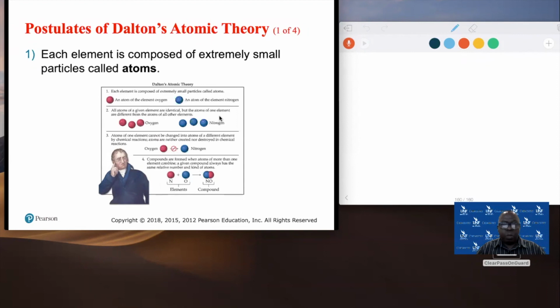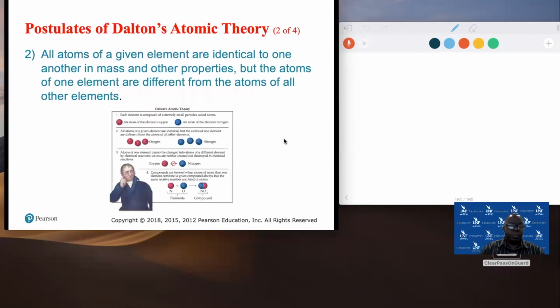Different atoms combine with atoms of other elements to form compounds. We will talk about the compounds later, so you need to know that. This is no longer valid. As I said, all atoms of a given element are identical to one another in terms of mass. It's not true. That's a pattern, but what we know, we do have what we call isotopes, which are atoms of the same element having different numbers of neutrons and different mass numbers, but that is what he postulated.